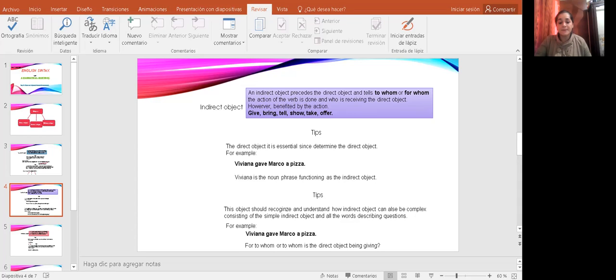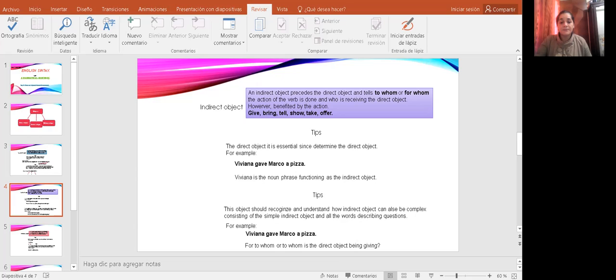The first tip: the direct object is essential for determining the indirect object. For example, Viviana got Marco a pizza. Marco is a noun phrase functioning as the indirect object.